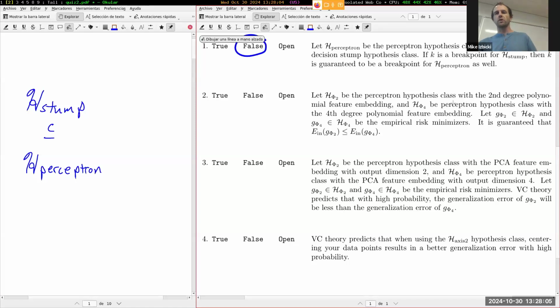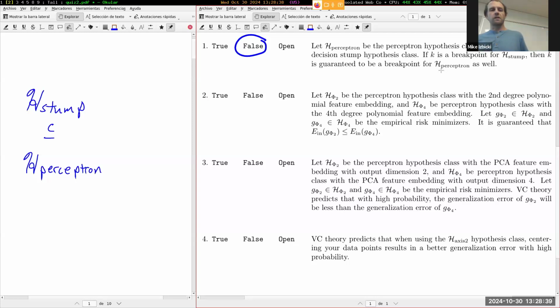The thing that would be true is that if something is a breakpoint for the larger thing, the perceptron, that means the larger thing cannot shatter any data set of that size. And so the smaller thing also would not be able to shatter any data set of that size. So if the order of stump and perceptron here were reversed, if we were talking about a breakpoint for perceptron and checking whether that is also a breakpoint for stump, then it would be true. But in this case, with this direction, it is false.